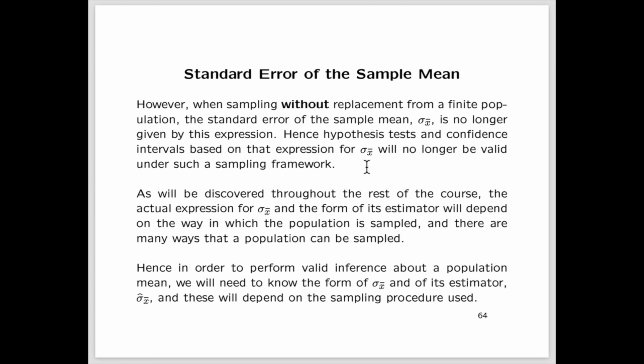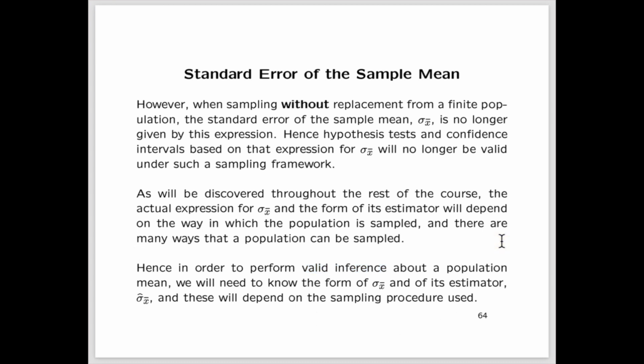Now, as will be discovered throughout the rest of the course, the actual expression for the standard error of X bar and the form of its estimator depend on the way in which the population is sampled, and there are many ways that a population can be sampled, all right, based on statistical efficiencies, based on logistics, and things like that. There are all sorts of reasons why populations are sampled in different ways. In order to perform valid inference about a population mean, we need to know the form of the standard error of X bar and of its estimator, sigma hat sub X bar. And these forms will depend on the sampling procedure used.